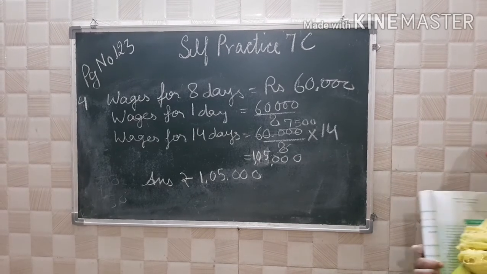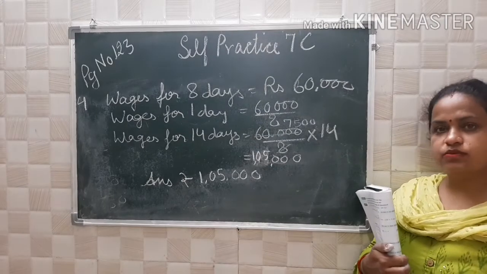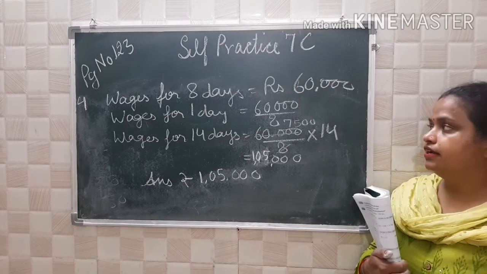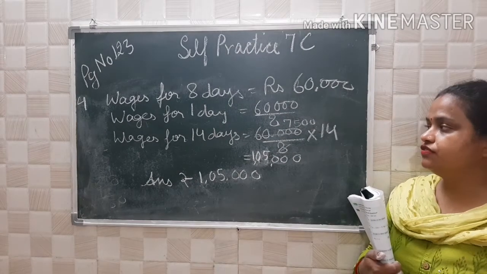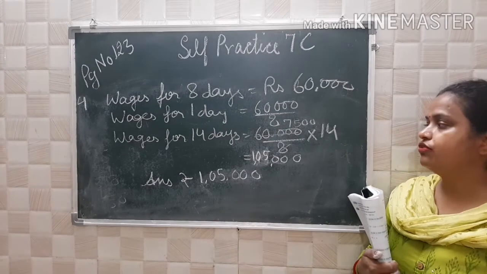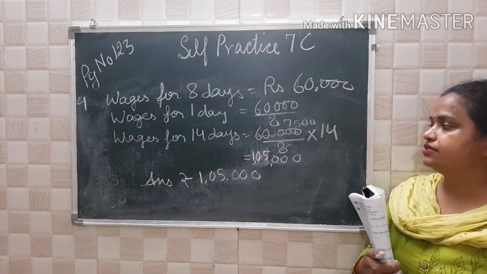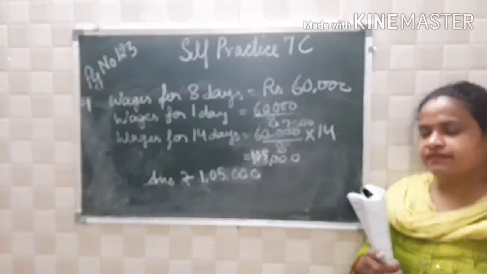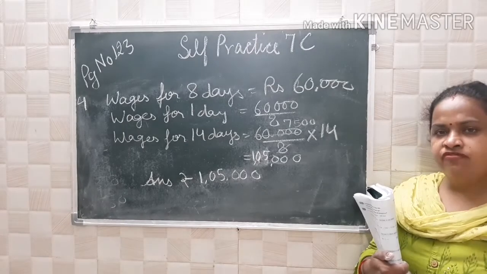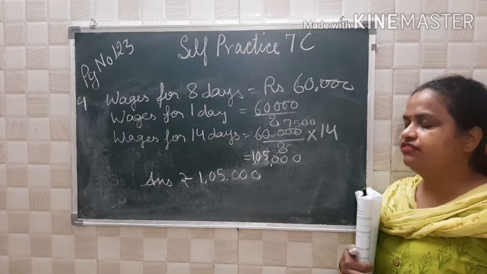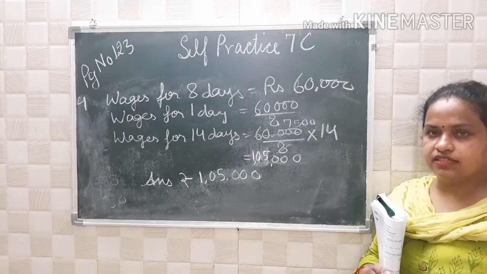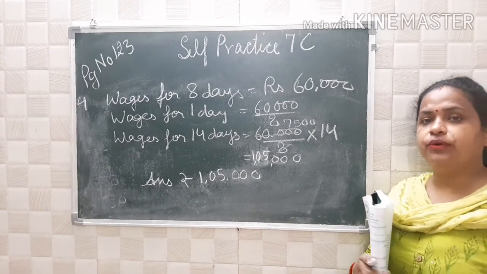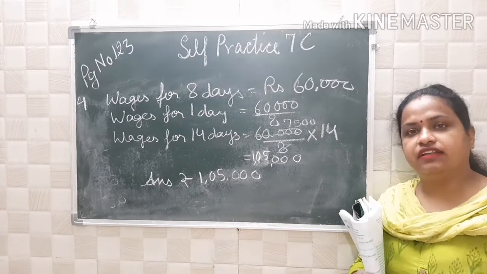Now see here in question number 4, wages for 8 days is rupees 60,000. So what will be the wages for 1 day? 60,000 upon 8. And what will be the wages for 14 days? 60,000 upon 8 into 14. When you divide 60,000 by 8, it will be 7,500, and 7,500 into 14 is 1,05,000. So how much wages will they get for 14 days? 1,05,000. Here the number 15 is given just to confuse you, so don't get confused with that 15. Clear?